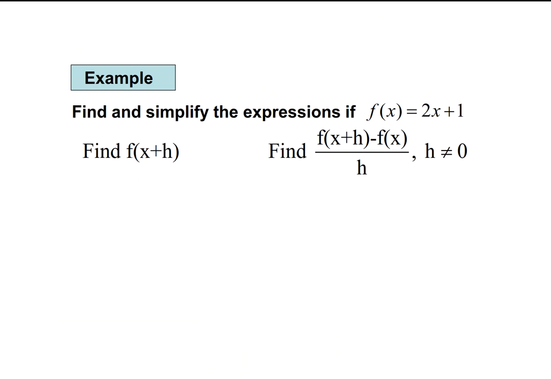So in this first example here, we want to find and simplify the expression if f of x equals 2x plus 1. So we want to use the difference quotient, which is f of x plus h minus f of x, all divided by h. Now remember, with function notation, when you are evaluating a function, you replace x in the function with what is in the parentheses of this given expression here.